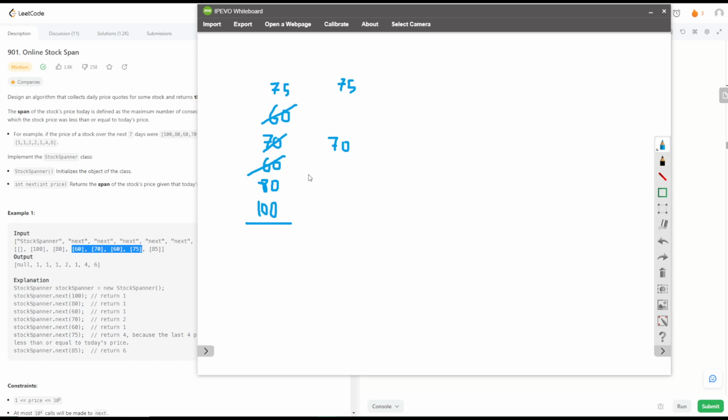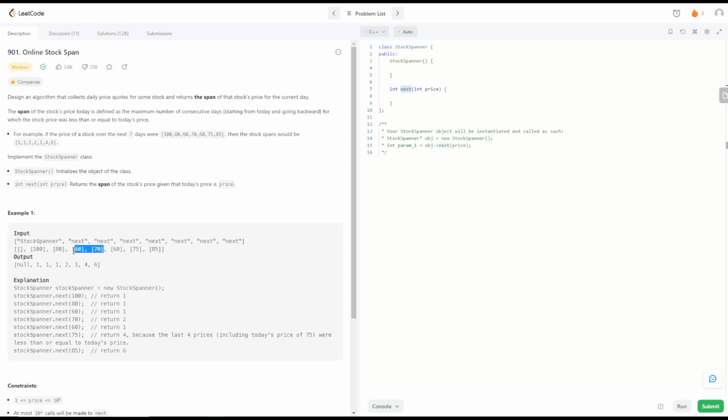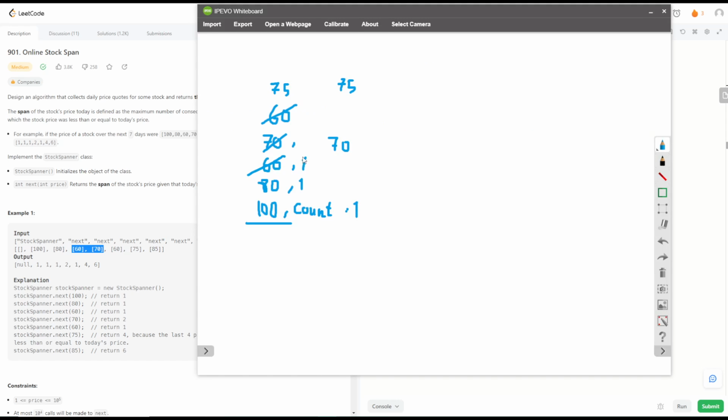But here it is better to save another element in my stack. When I'm saving each of the elements, it's better to save it as a pair of value and count: the count of the number of elements that are less than or equal to this element if I go backward. So at the beginning, 100, the count would be 1. Same when I go to 80, the count would be 1. For 60, same thing, 1. But when you look at 70, 70 itself and 60 before it are two consecutive elements less than or equal to 70. So instead of doing that, I just add 2 here. And as I'm moving on, 60 would be 1, and so on and so forth.